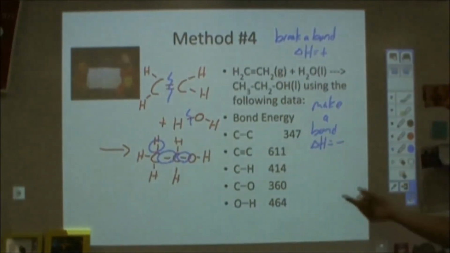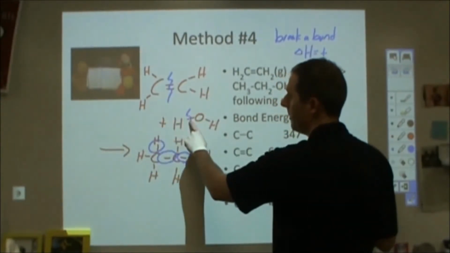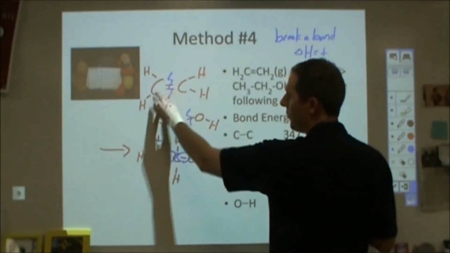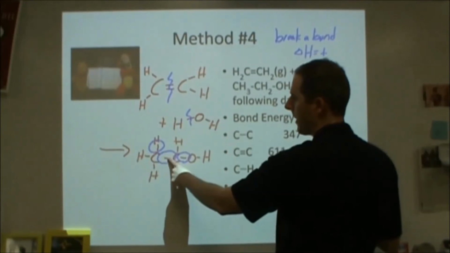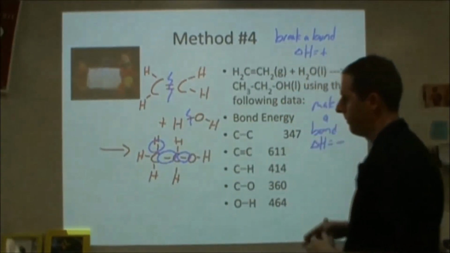So that's how I can take these two pieces and make it into this. I'm basically breaking this apart and breaking this apart. Then I'm rejoining these two fragments with a single bond. I'm adding a hydrogen over to here, and I'm adding the OH group over to here.